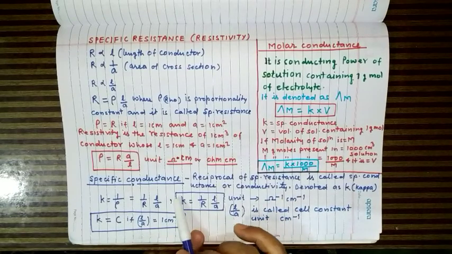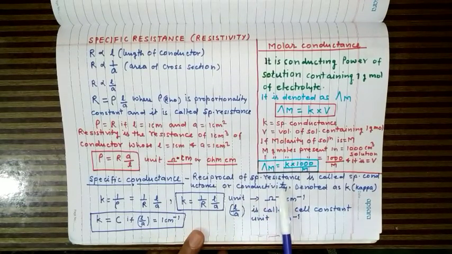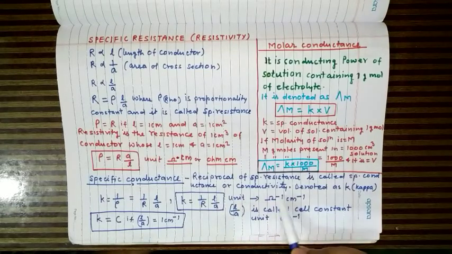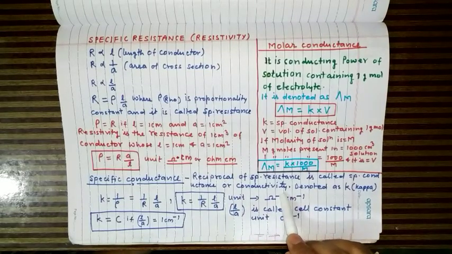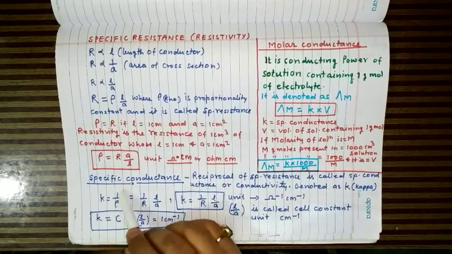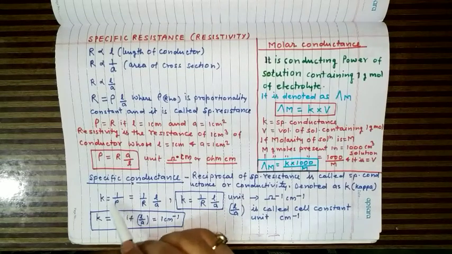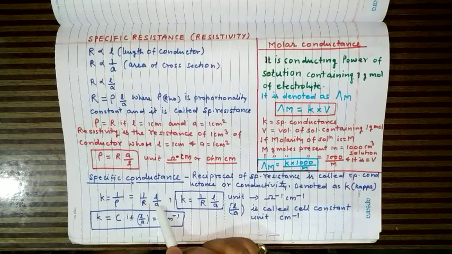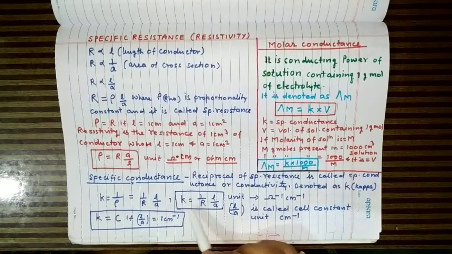Now specific conductance. Reciprocal of specific resistance is called specific conductance, or it is also called conductivity. It is denoted by kappa. Kappa equals 1 upon rho, and if we put the value of rho, then kappa equals 1 upon R L by A, so kappa equals 1 upon R times A by L. This 1 upon R is also called conductance, and this L by A is called cell constant.